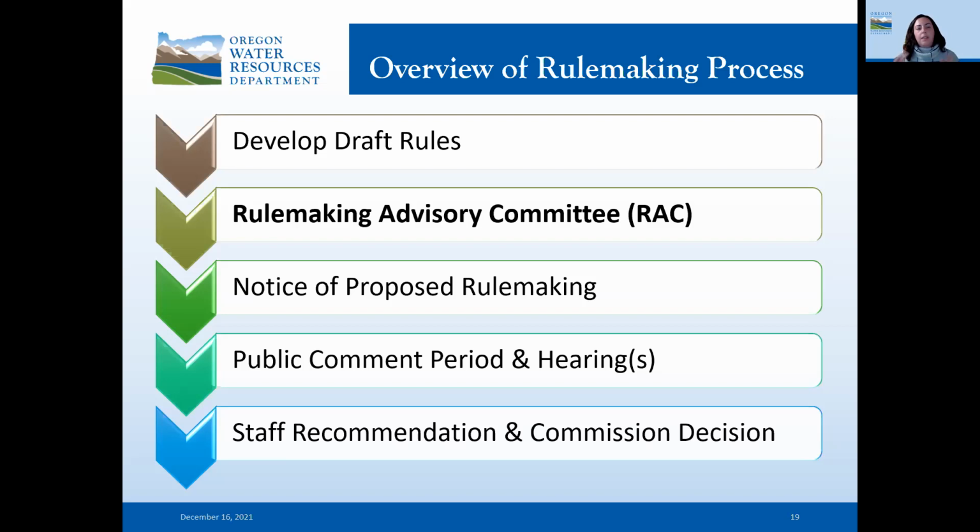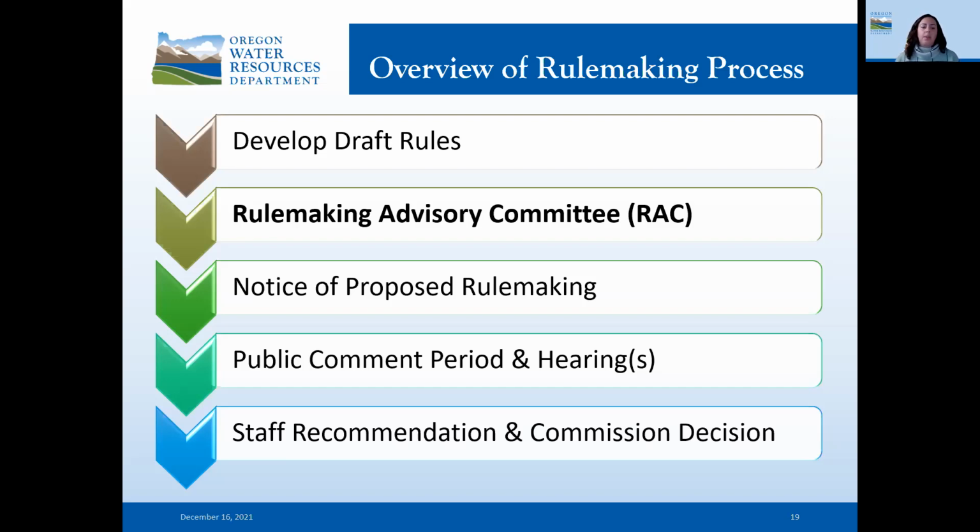The next step, and that's the current step that we are in, is this development of draft rules and the Rulemaking Advisory Committee. The Rulemaking Advisory Committee will be meeting tomorrow. That will be their first meeting. So we're really at the very beginning of this rulemaking process for these Division 10 rules. The next step of the rulemaking process is notice of proposed rulemaking. This is filed with the Secretary of State's office and includes information about public hearing and public comment opportunities, the proposed rule language, and a fiscal impact statement. This is published in the Secretary of State's bulletin, and it signals the commencement of the formal rulemaking.